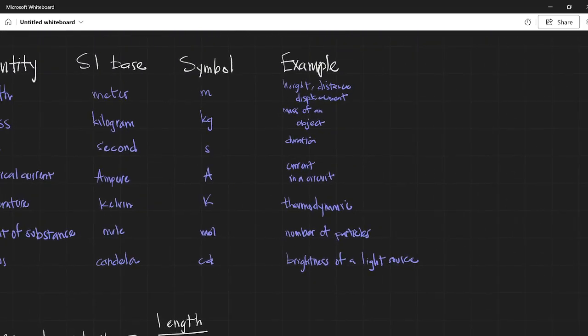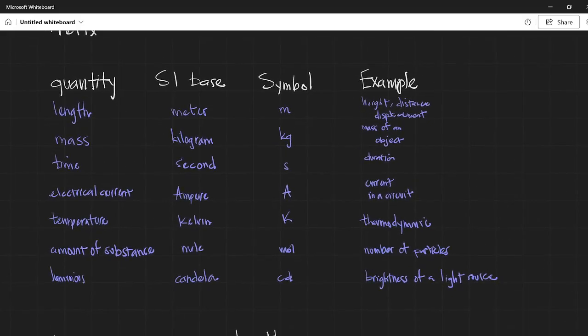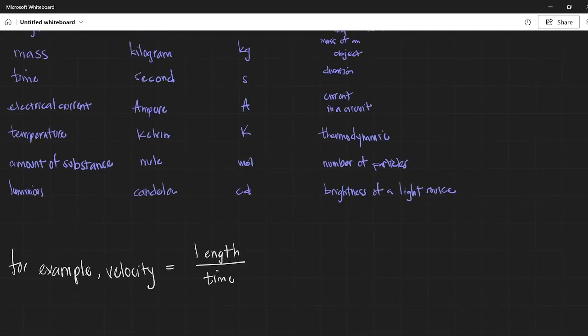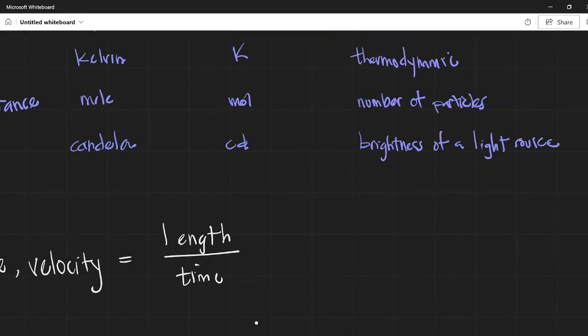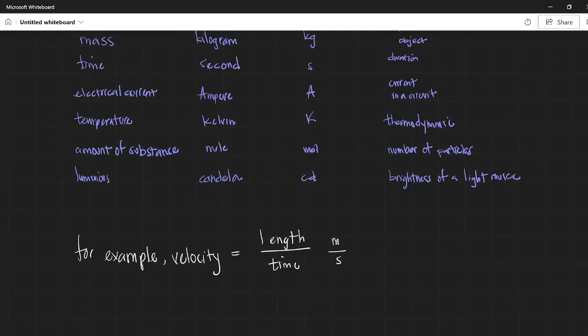What are the units of length and time? Well, for length, it's meter, and for time, it's second. And since we have length over time, we can say that this has units of meters per second. So this means that the unit for velocity is a derived unit.